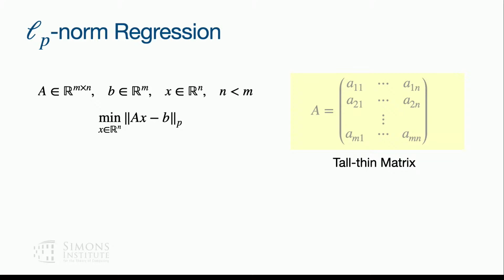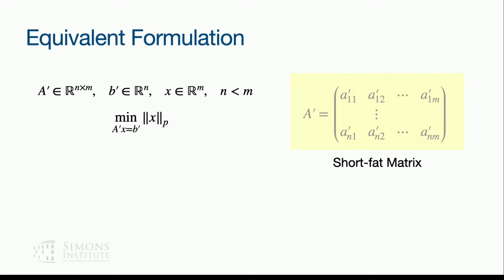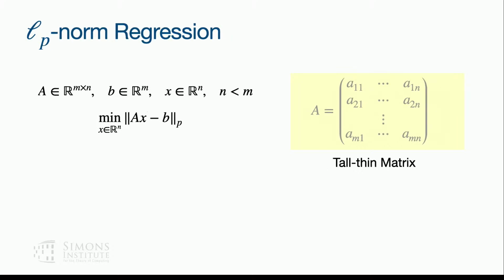Right. So we'll focus on this formulation where A is this tall and thin matrix. So you have more constraints, fewer variables. And B is the labels on these data points. And the goal is to just find a vector x that minimizes this.